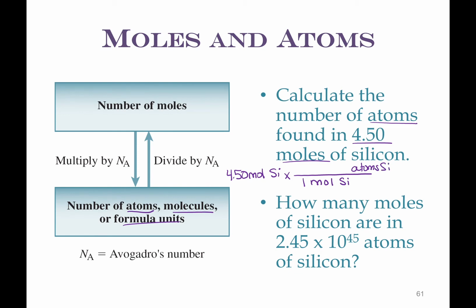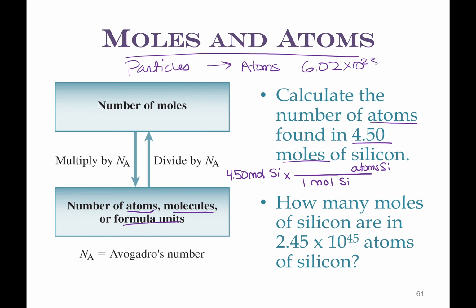Well, moles to atoms, particles to atoms, requires Avogadro's number. So I'm going to say there are 6.02 times 10 to the 23rd atoms of silicon.